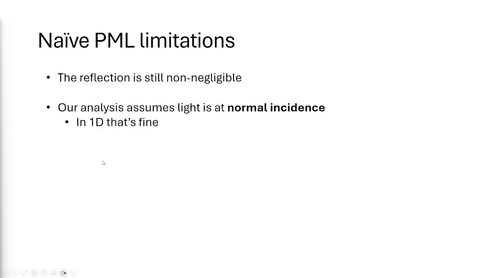So we saw that our naive PML with the single electric conductivity and the magnetic conductivity wasn't the best. The reflection was still non-negligible. And one thing that we didn't discuss in the actual coding section, but I'll mention it here, is that our analysis from before assumed normal incident light. In 1D, that's perfectly fine, but for 2D and 3D, especially with scattering problems where light can reflect at all the different angles, we're going to want more than normal incidence.